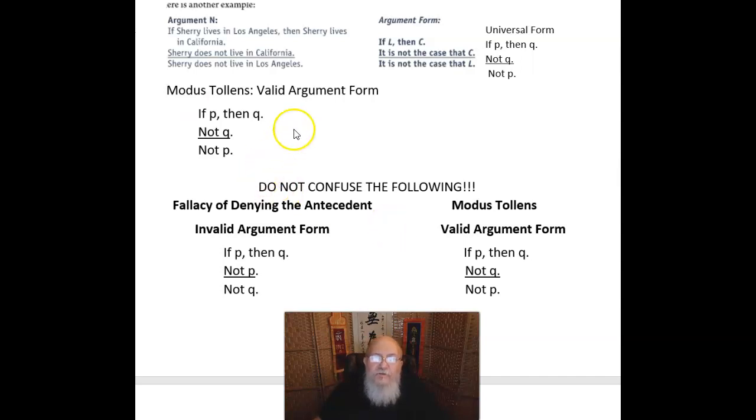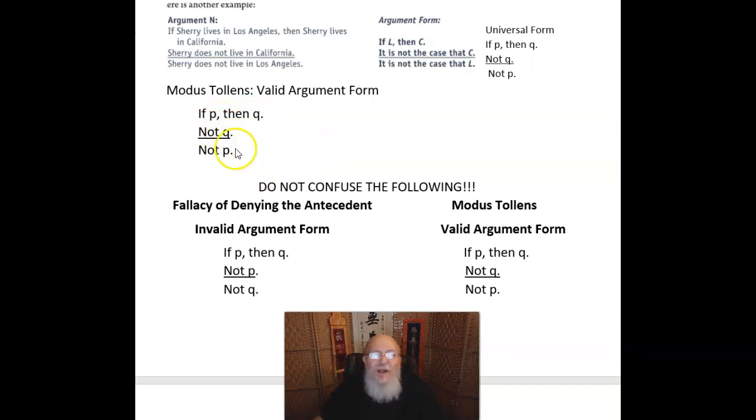Its form is, if P then Q, not Q, therefore not P. And any argument that is a substitution instance of this universal form is a valid argument, right? If it's raining, then it's wet. It's not raining, it's not wet. Right? If it's raining, then it's wet. It's not wet, so it's not raining.